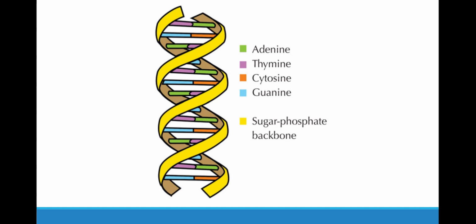We can see that the double helix is made firstly of the sugar phosphate backbone, shown here in yellow. This makes up the outside of the DNA molecule, or the sides of the ladder. The nitrogenous bases make up the rungs of the ladder, or the inside of the molecule. These are adenine, thymine, cytosine, and guanine.